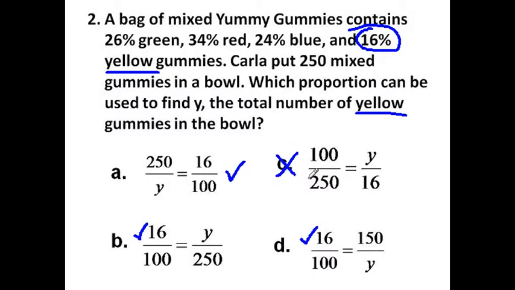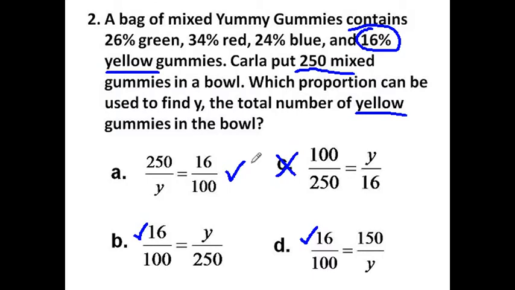All right, if I know that percent over 100 is part over whole, and I've got a total of 250 mixed gummies in a bowl, that's my whole. So 250 is the whole. That goes down in the denominator on the other side of the proportion. So let's see if we can find 250 in the denominator. Well, right here 250 winds up in the numerator.